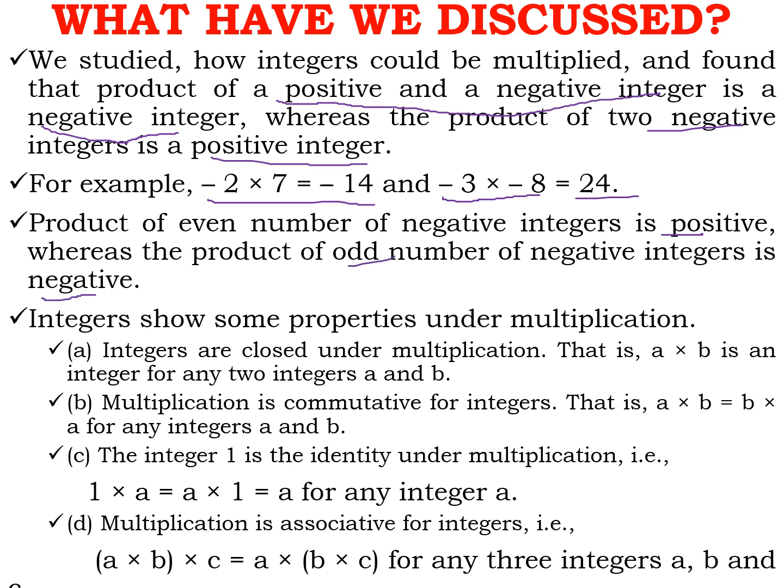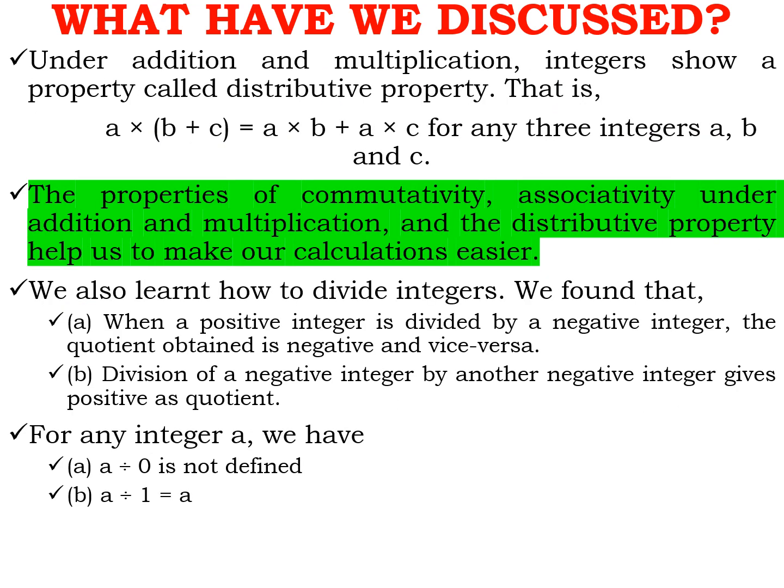Integers show some properties under multiplication. Integers are closed under multiplication. Integers are commutative under multiplication. The integer 1 is the identity under multiplication. Multiplication is also associative for integers.